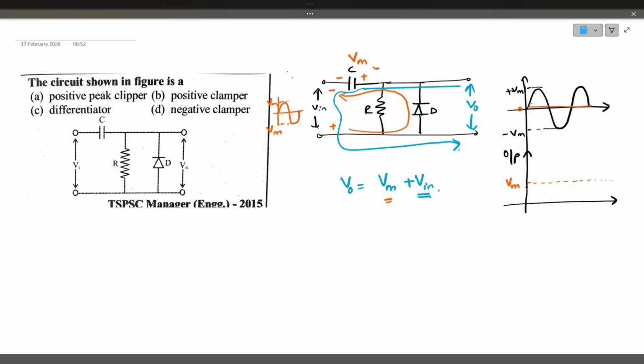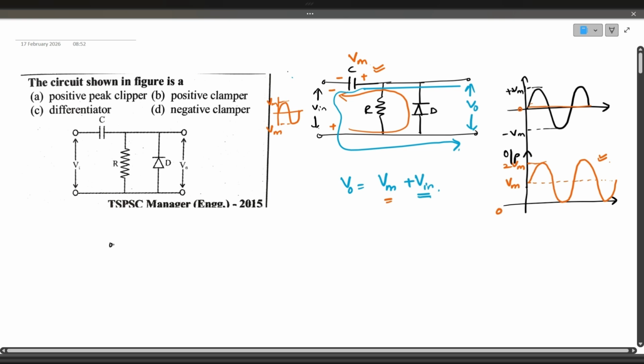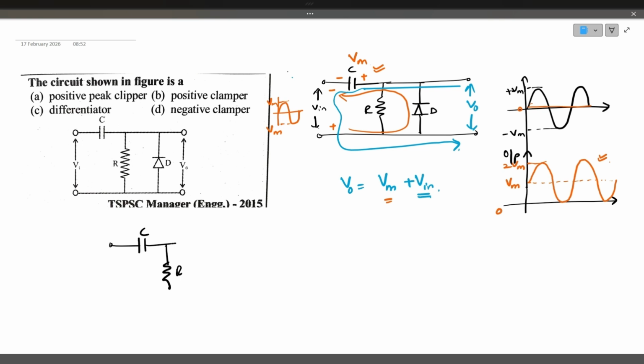So the output waveform will be Vm plus Vm, 2Vm, and Vm minus Vm, 0. So the peak voltage of the output waveform is 2Vm and the minimum voltage is 0. This is nothing but a positive clamper because it is shifting the waveform towards the positive side. Similarly, for the negative clamper, the same capacitor and resistor R will be there, and the diode will be facing downward. If the diode is facing downward, it is a negative clamper. If the diode is facing upward, it is a positive clamper.